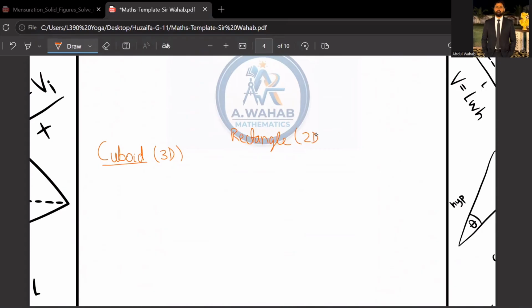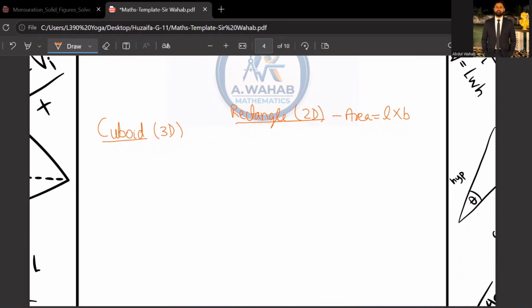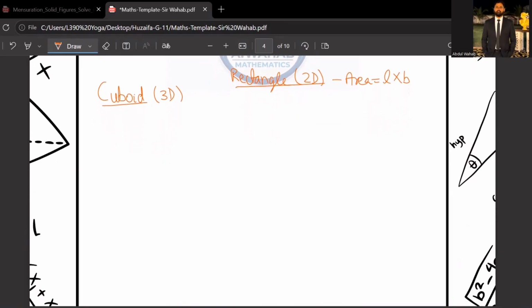It's a 2D figure. So if you just find the area of the rectangle, you know its length into breadth. And in a cuboid, we need to find the volume and the total surface area. So if I make a rectangle in this format, two sides are equal and another two sides are equal, and not all the sides.